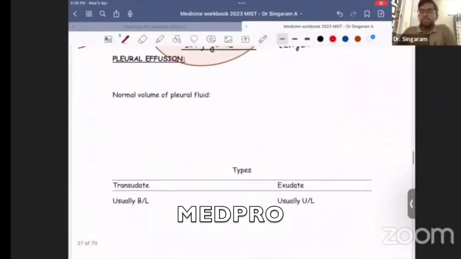Next, we move to a condition where fluid accumulates around the lungs, called pleural effusion. Okay, this I think is a common topic again, the pleural effusion topic. I will tell you what type of questions are expected as and when we keep discussing. Okay, so any comments about this pleural effusion? Okay, so I'm waiting for an answer. What is the normal amount of fluid inside the pleural cavity?